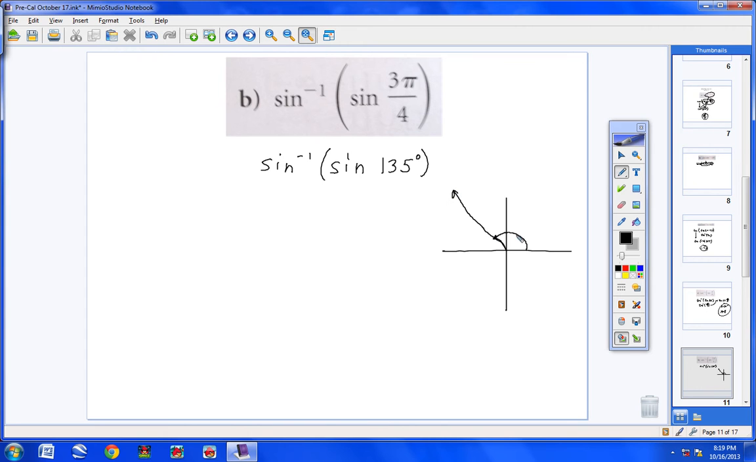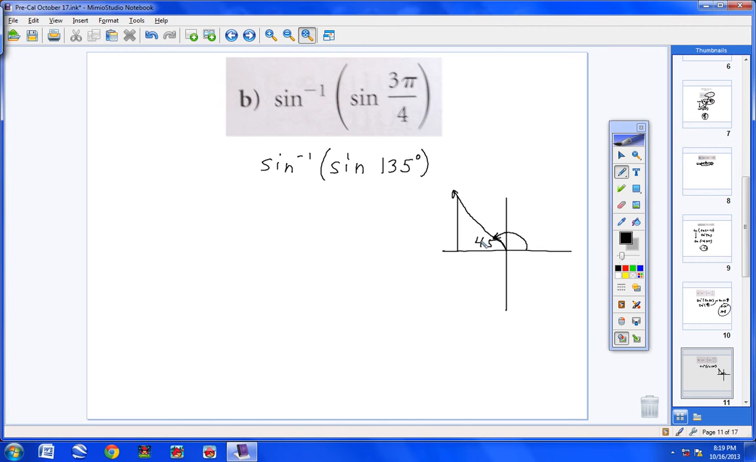Now, if I went 135 degrees, what's my reference angle right here? 45 degrees. Because if I would have gone all the way around, that's 180 degrees right there. And I stopped at 135, so 45 more gives me 180. So my reference angle for the sine of 135, the reference angle for 135 is 45.